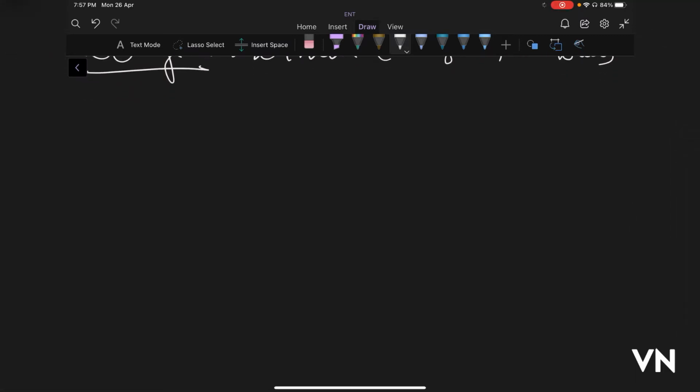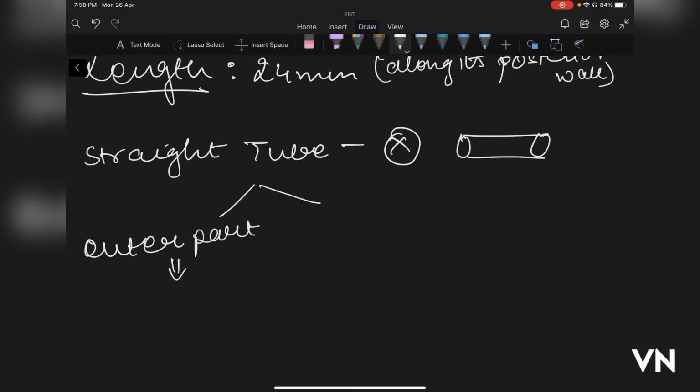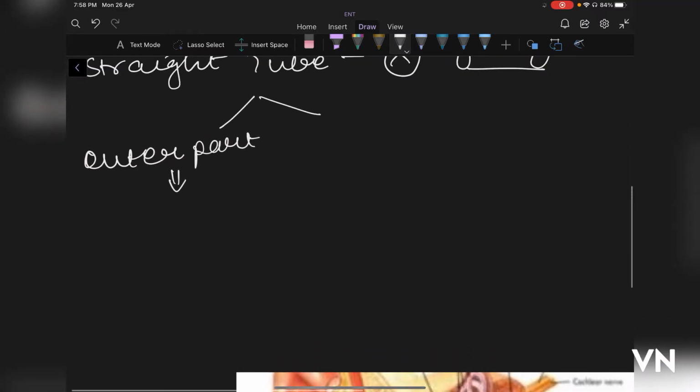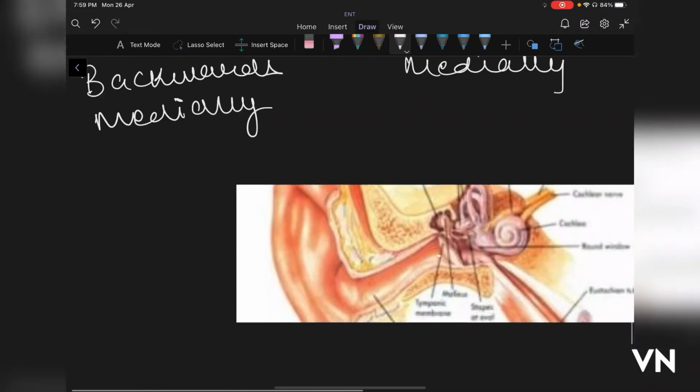Now, the peculiar thing is that it is not a straight tube, right? Basically, what happens is there are two parts to this. There is an outer part which is basically directed upwards, backwards, and medially. And the inner part is directed downwards, forward, and medially. So to correctly understand this, I have this picture.